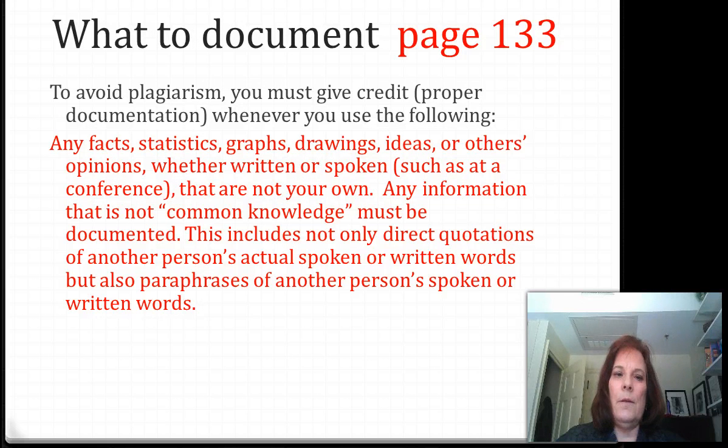So what do you need to document? Look at this long list. To avoid plagiarism, you must give credit whenever you use the following: any facts, statistics, graphs, drawings, ideas, or others' opinions, whether written or spoken, such as at a conference, that are not your own. Any information that is not common knowledge must be documented. This includes not only direct quotations of others' work, actual spoken or written words, but also paraphrases of other persons' spoken or written words. My goodness, it seems like you can't have anything in your paper that isn't documented. Well, in part that's true, in part it's not.